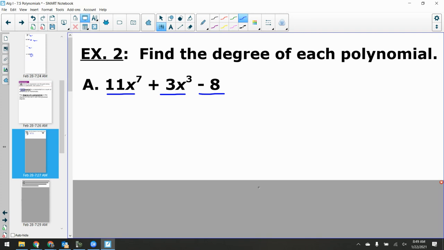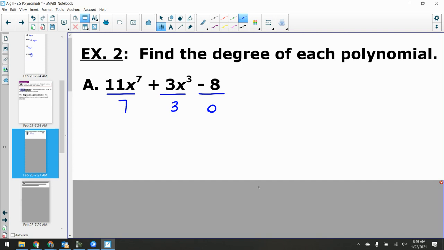Now, what's the degree of the first term? 7. Just 7, right? Because there's no other variables, so it's just 7. What's the degree of the second term? Just 3, because the power is 3. Not because the number is 3, but because the power is 3. What's the degree of the last term, the constant term? 0. Okay, now, here's where a lot of people make their mistakes.